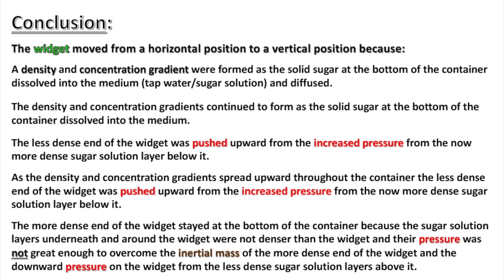As the density and concentration gradients spread upward throughout the container, the less dense end of the widget was pushed upward from the increased pressure from the now more dense sugar solution layer below it. The more dense end of the widget stayed at the bottom of the container because the sugar solution layers underneath and around the widget were not denser than the widget, and their pressure was not great enough to overcome the inertial mass of the more dense end of the widget and the downward pressure on the widget from the less dense sugar solution layers above it.